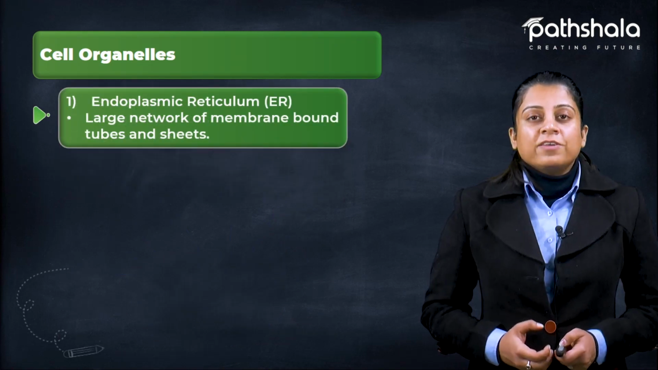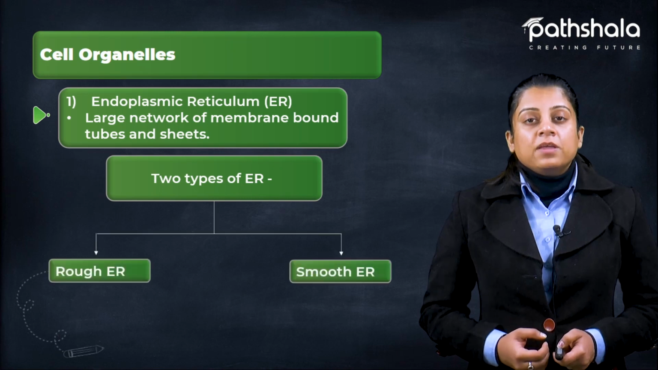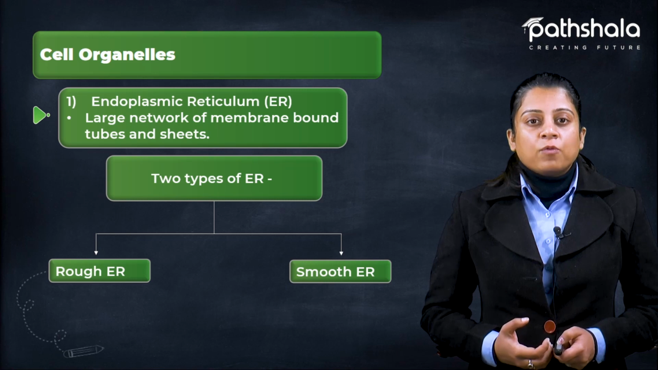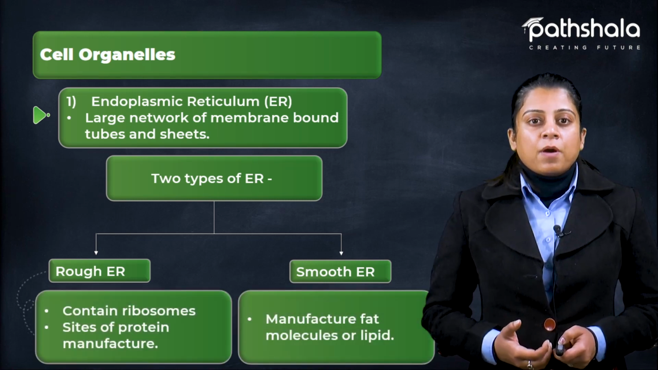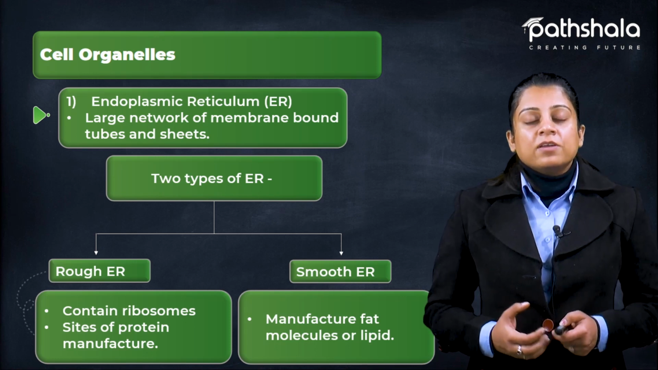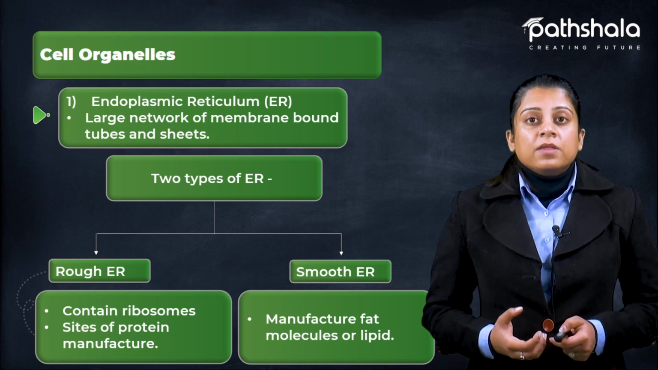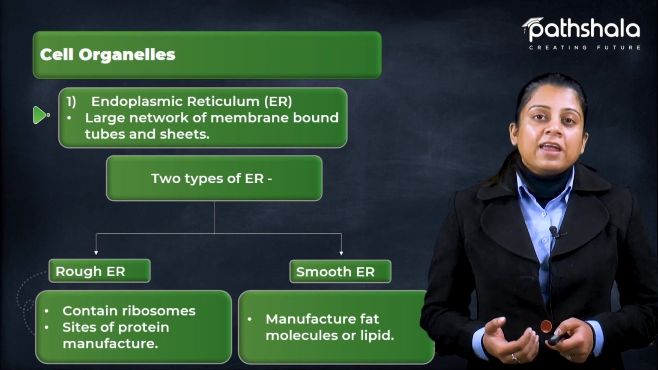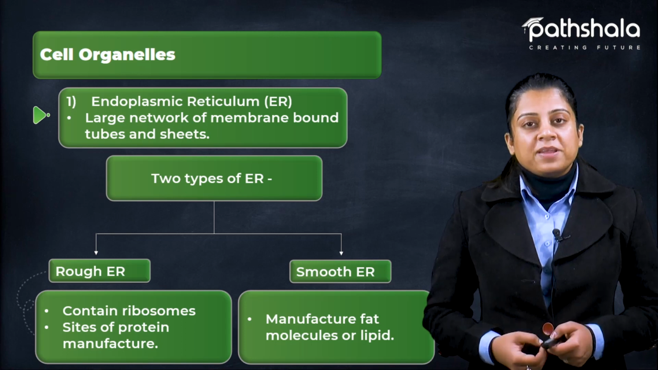The first cell organelle that we are going to study about is endoplasmic reticulum. The endoplasmic reticulum is a membranous structure that is found inside the cell. So this is a large network of membrane-bound tubes and sheets. It almost fills up the intracellular cavity of the cell. And this endoplasmic reticulum from one end is connected to the nucleus, and the other end of this endoplasmic reticulum is connected with the plasma membrane.